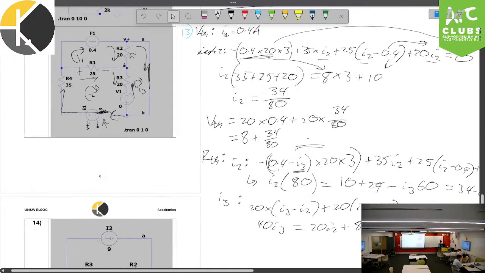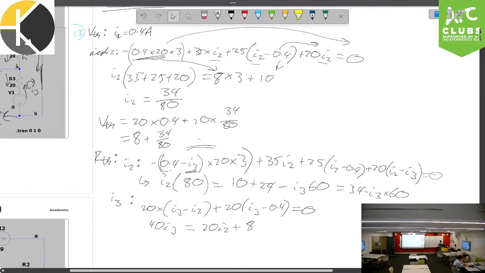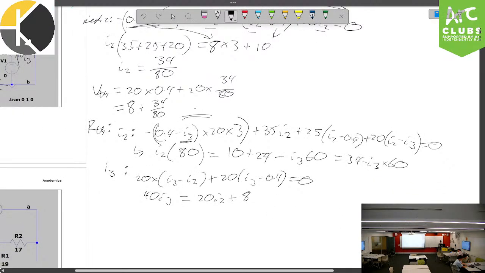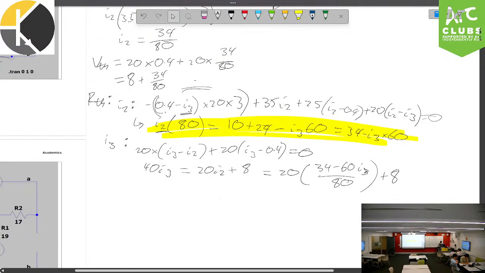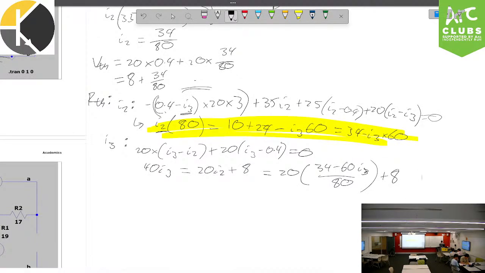What do I need to find I short circuit? I need I3. So, since I need I3, I'm going to substitute I2 for I3s. So I go over here, which is over here, I2. I'm going to substitute in 34 minus 60 I3 on 80, which is taken from this here equation, okay? Plus 8. Group everything together. 20 on 80 is just 1 on 4, so I send over 15 I3 to the other side, so I get 55 I3.